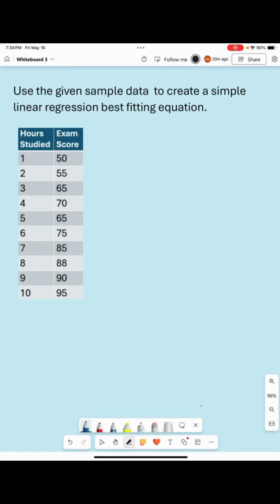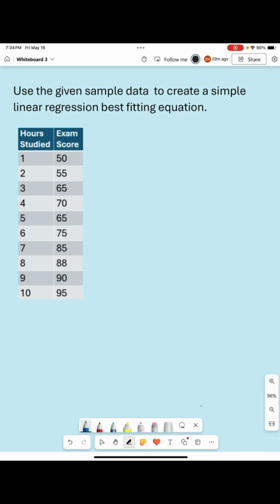Hello everyone, let us create a simple linear regression equation using this sample data. This sample data shows the relation between the number of hours a student studies against the exam scores. So this is a sample data collected. Actually, this is fictitious data, but it helps us to show how to get the simple linear regression equation out of this, the best fit equation. So there is a trend: the more hours you study, the more you are going to score. This is just common sense.